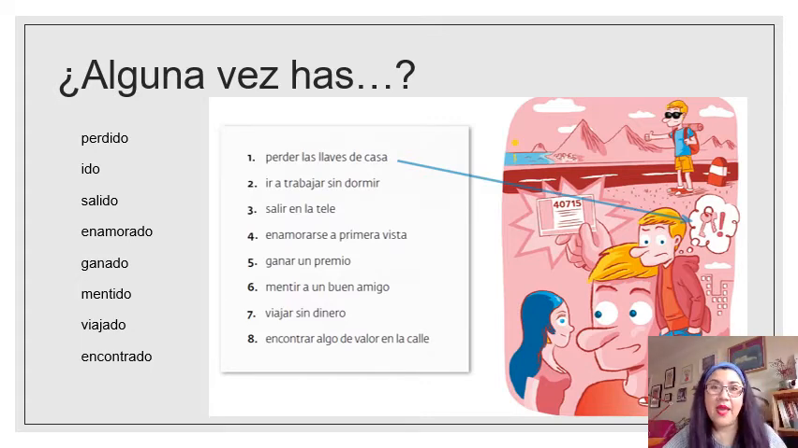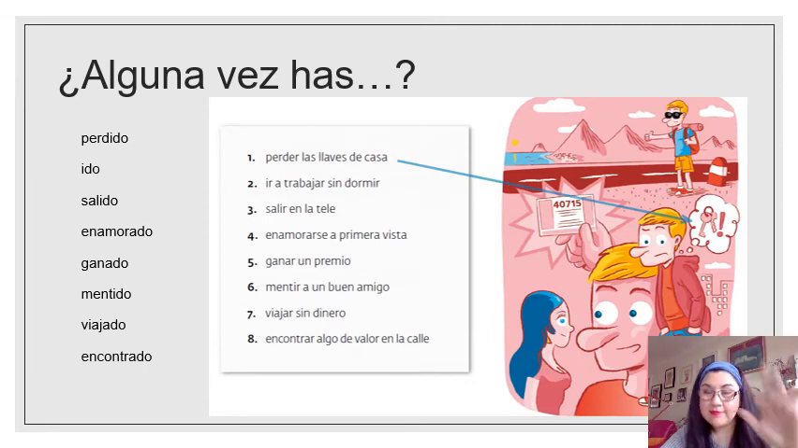Número 4. ¿Alguna vez? Remember, número 4 is reflexive, so what do you do first? Te. Muy bien. ¿Alguna vez te has enamorado? So notice that when you have a reflexive verb, the te goes first. The reflexive particle has to move before the auxiliary. ¿Alguna vez te has enamorado a primera vista? Have you fallen in love at first sight?